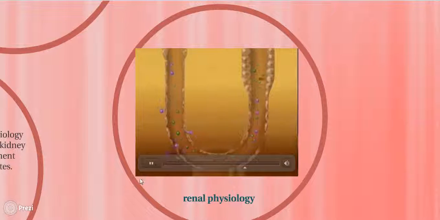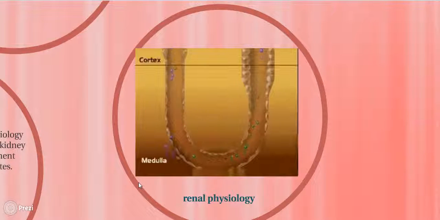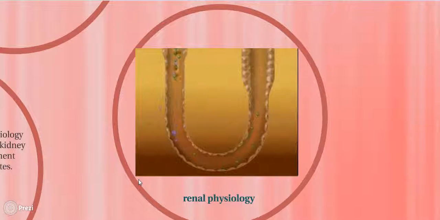The loop of Henle dips from the cortex of the kidney into the medulla and is surrounded by the medullary interstitial fluid. The countercurrent multiplication system is responsible for not only elevating the concentration of urine in the loop, but more importantly, it elevates the concentration of the interstitial fluid as well.